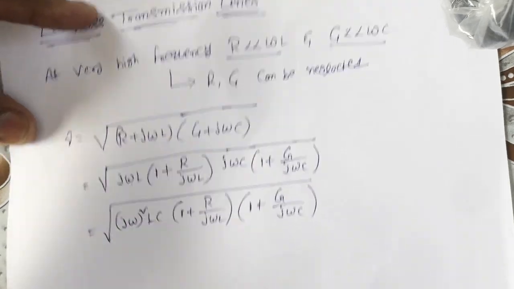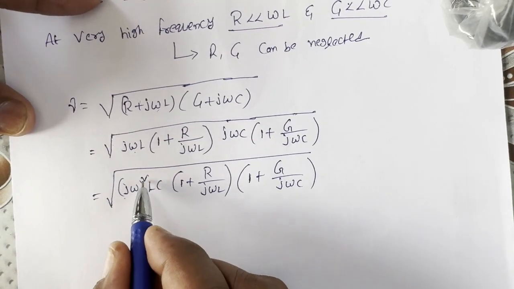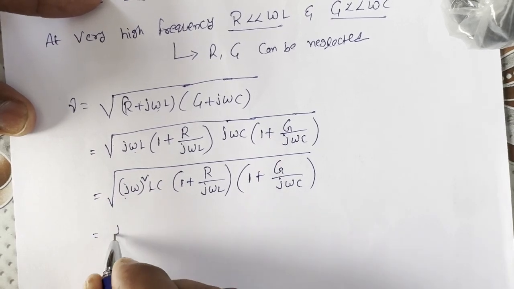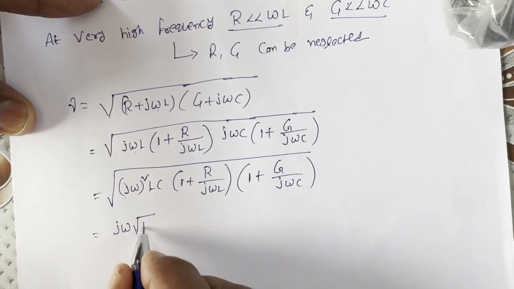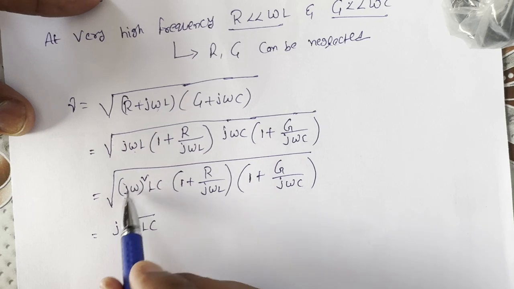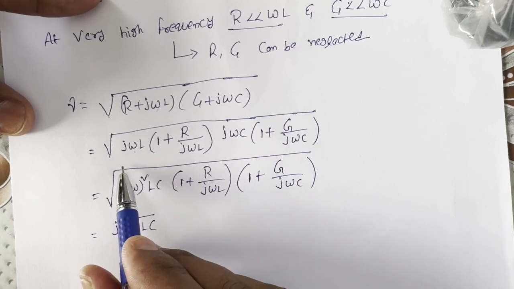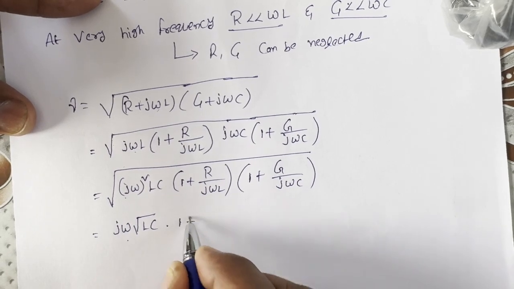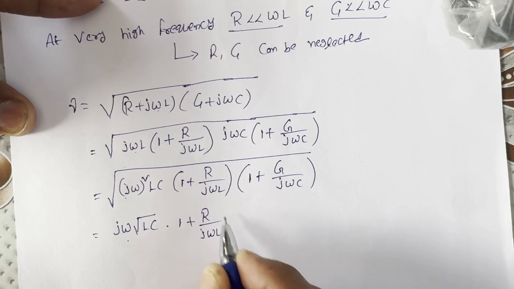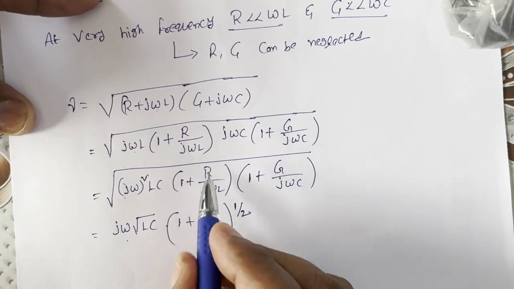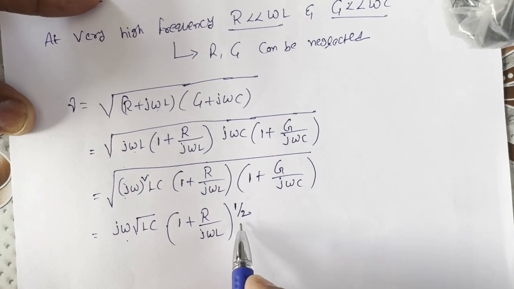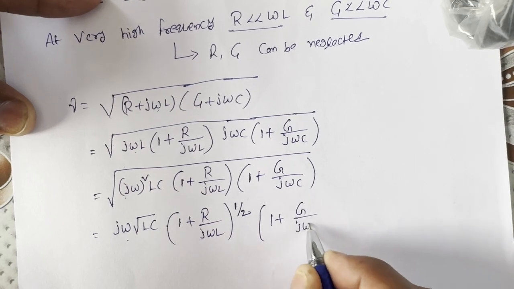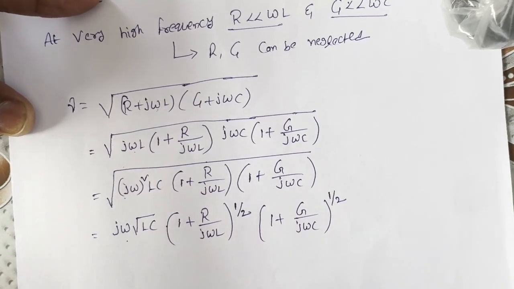Now I am taking this (j omega) whole square LC out from the root. Then j omega and root LC; here it is j omega whole square and the root cancels. Then we are getting j omega root LC into (1 plus R by j omega L) whole power 1 by 2. This root here I am writing as power 1 by 2. And similarly (1 plus G by j omega C) whole power 1 by 2.